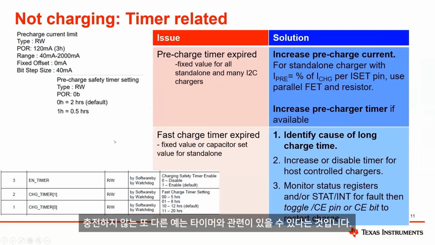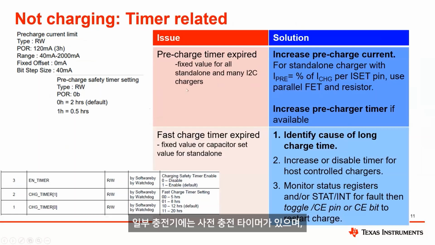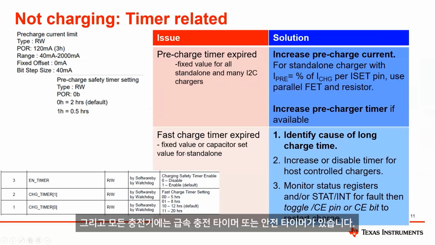Another instance where you're not charging is it could be timer related. So some of our chargers have a pre-charge timer, and for the standalone parts, that's typically a fixed value. And then on some of the host-controlled chargers, it is adjustable. And then all of the chargers do have a fast charge timer or safety timer.